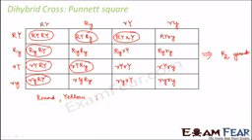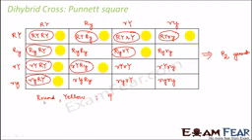And where else do you have? Here also you have capital R, capital Y. And then you have it here. So that's all where you have capital R, capital Y. All of these are going to be round and yellow. So how many do you have? 1, 2, 3, 4, 5, 6, 7, 8, 9. So in the Punnett square, a total of 9 of them are round and yellow.